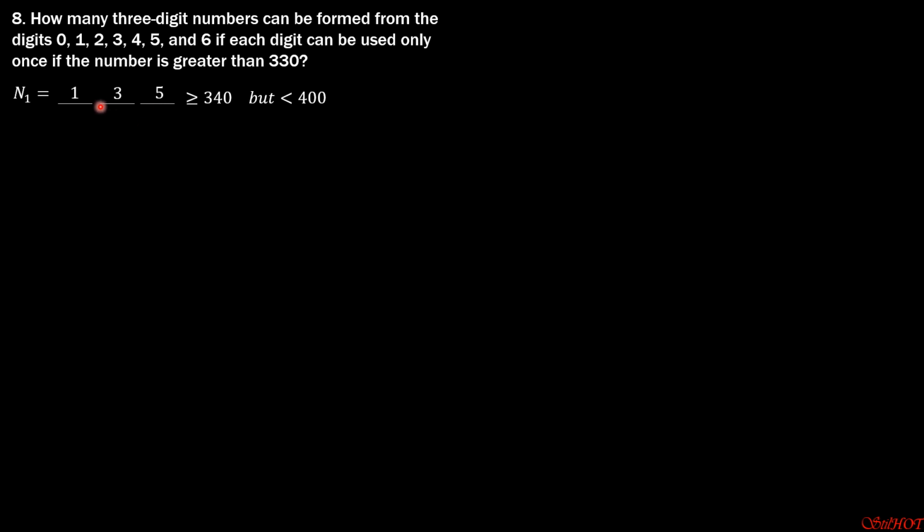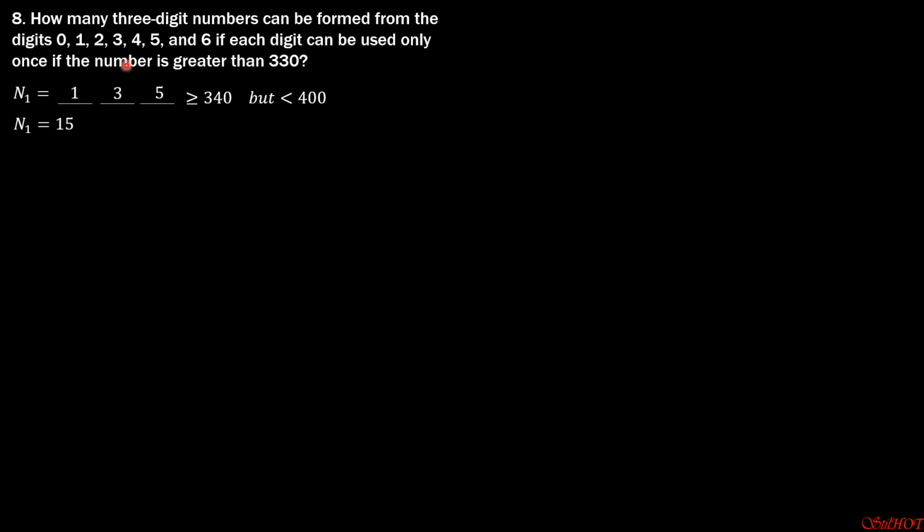So by the fundamental principle of counting, N1 is equal to 1 times 3 times 5, which is 15. If you want the details for this 15, I will state them. So these are 340, that's the first. 341, that's the second. 342, that's the third. 344 is not qualified because 4 is repeated. 345, that's the fourth. 346, that's the fifth. So this is 5.